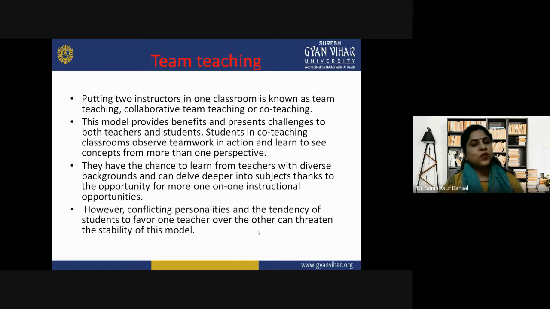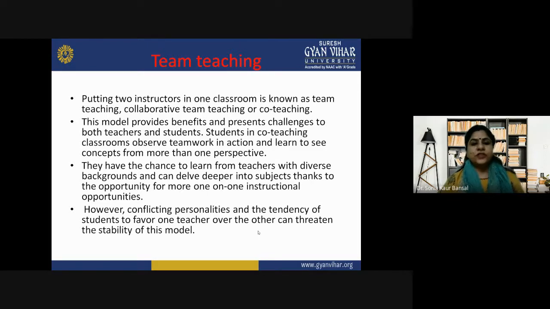Let's understand about it. What is team teaching? This is a recent trend in educational research also. In team teaching, as its name suggests, students, there is not only one single teacher, but there are many teachers or a group of teachers, maybe 2 teachers. So putting 2 instructors or teachers in one classroom is known as team teaching. Yes, it is known by different names: collaborative team teaching, co-teaching, or team teaching. In that process, 2 or more instructors are put in one classroom.